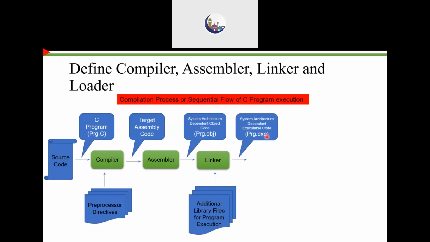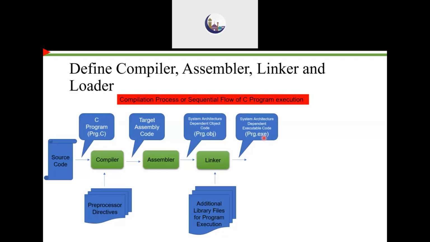This prg.exe is completely ones and zeros. This is called a binary file. The .exe file is called a binary file, and this can be understood directly by the computer. But when will it be understood by the computer? When the computer has sufficient memory, and when the computer's processor is free to execute it.